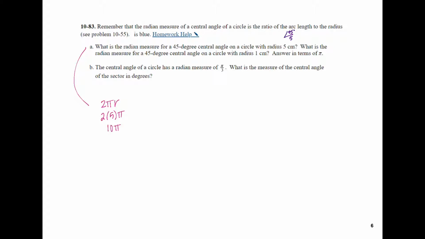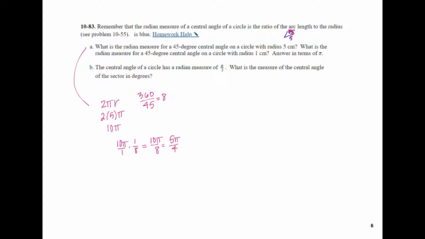I then need to only take the portion for this 45 degrees. So in order to figure out what that is, I'm going to take 360, divide that by 45, which gives me 8. So I'm going to multiply the circumference by 1/8 because I only want 1/8 of my circle. So I get 10 pi over 8, which reduces to 5 pi over 4.